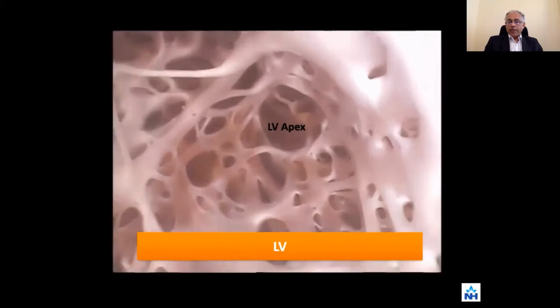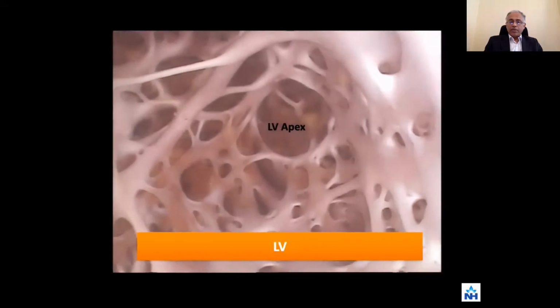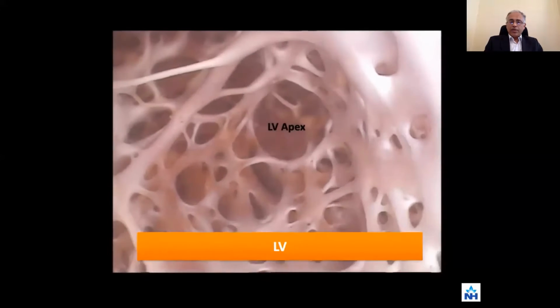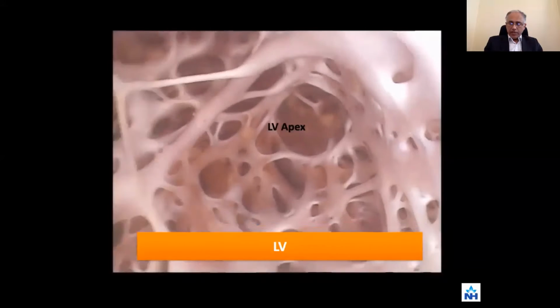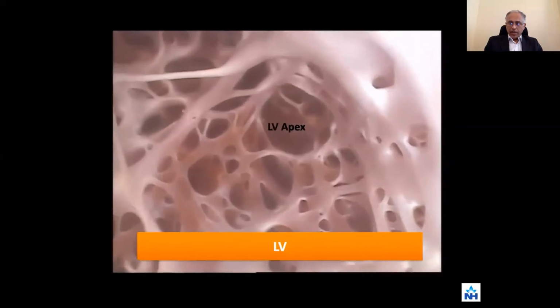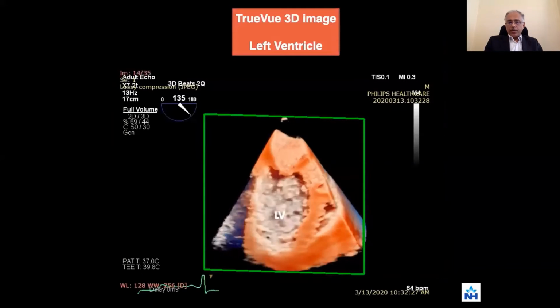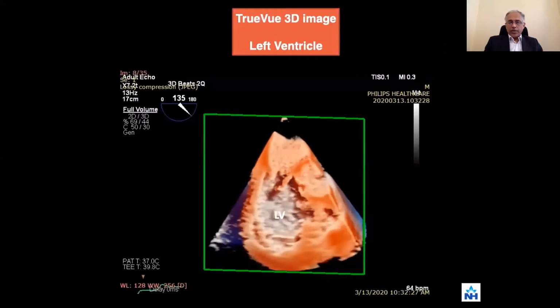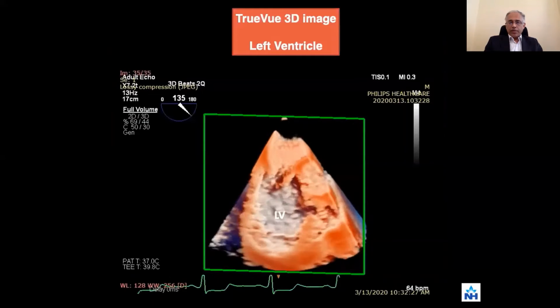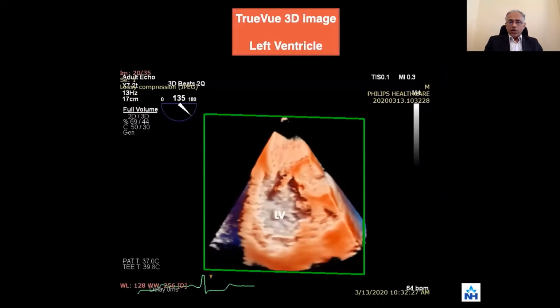You have artifacts also, which can cause you problems here. So the LV apex is something you should be careful with. Here you have a lot of trabeculations, which can be seen in some patients. And in the TrueView image, you can see it a little more prominently. It is as close as you can get to seeing how the trabeculations look.